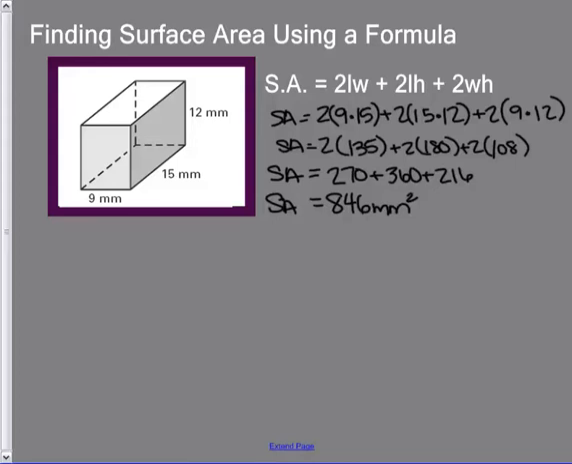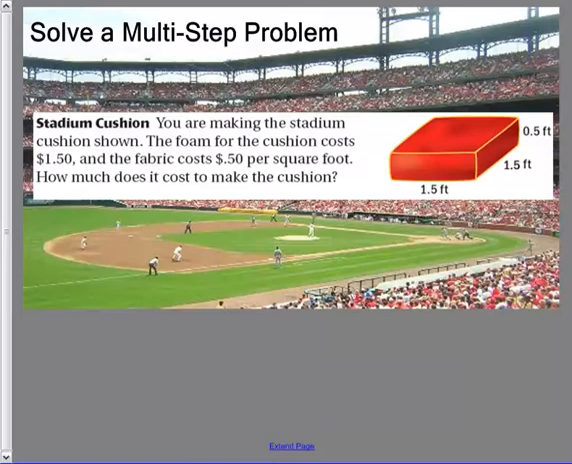Okay, let's look at another one. Opening day. Everybody loves opening day. Time for baseball season. You can tell I'm hungry. Stadium cushions. You're making the stadium cushion shown. The foam for the cushion costs $1.50 and the fabric costs 50 cents per square foot. How much does it cost to make the cushion? You need to figure out the surface area first.